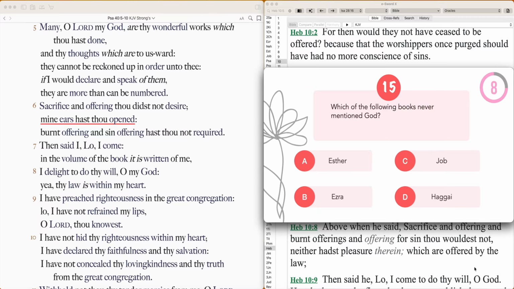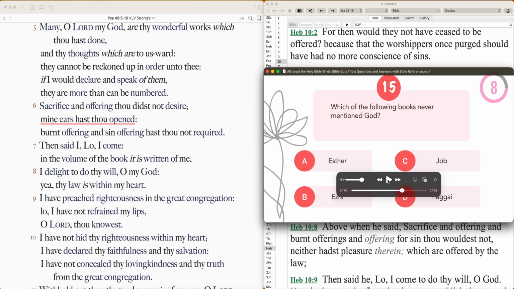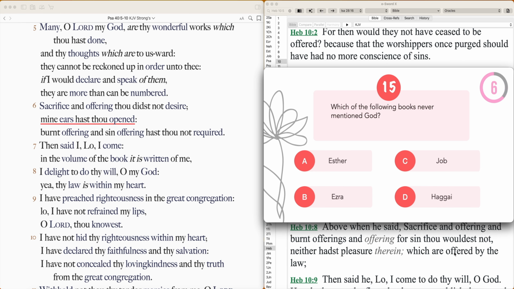I really started scratching my head at that moment. It says A, Esther, B, Ezra, C, Job, or D, Haggai. I was sure that none of these books could ever fit that answer. Which of the following books never mention God? How can you actually have a book in the Bible that doesn't mention God? So we let the timer run out to see what the answer is.